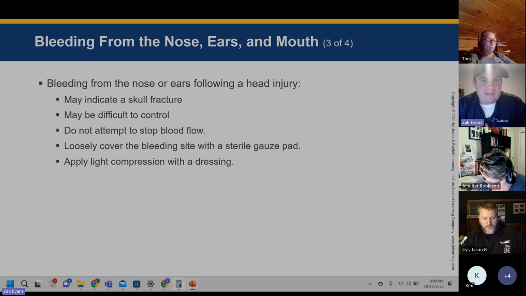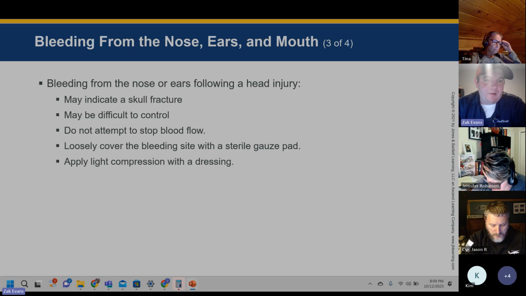Bleeding from the nose and ears following a head injury may indicate a skull fracture and may be difficult to control. Do not attempt to stop the blood flow. Loosely cover the bleeding site with gauze pads and apply light compression with a dressing.